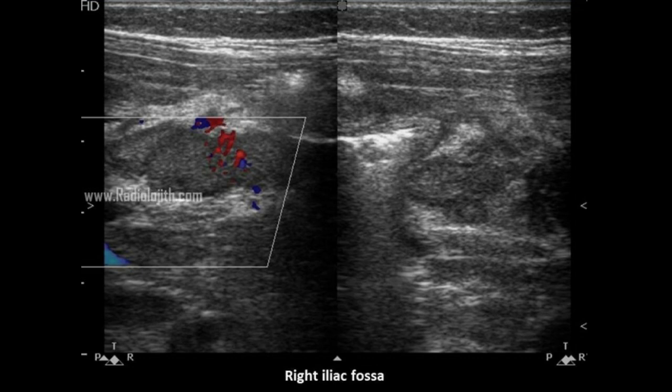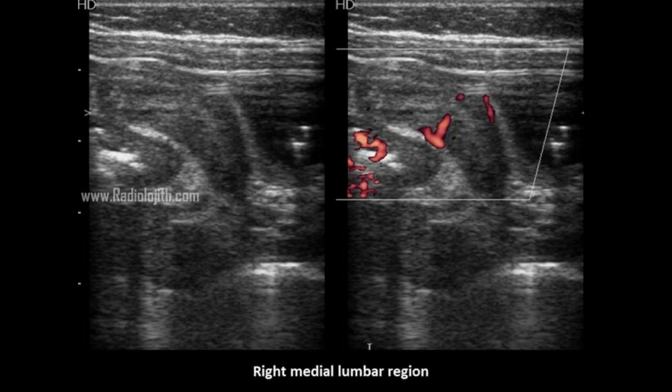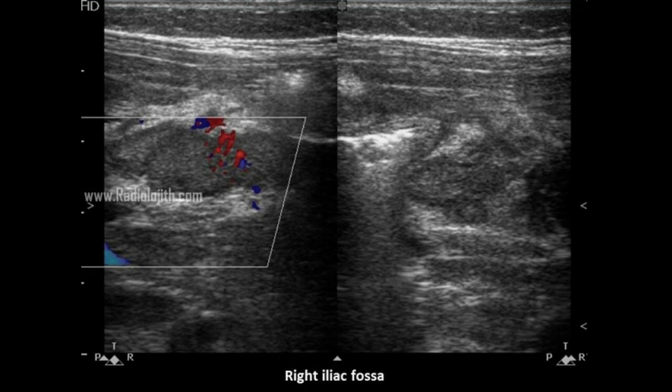Please see the images again and give your diagnosis. If you want more time, please pause the images and then go on. Now we'll go for discussion.